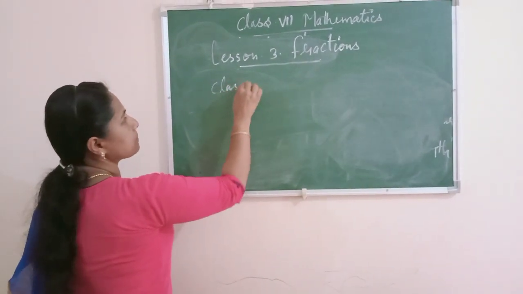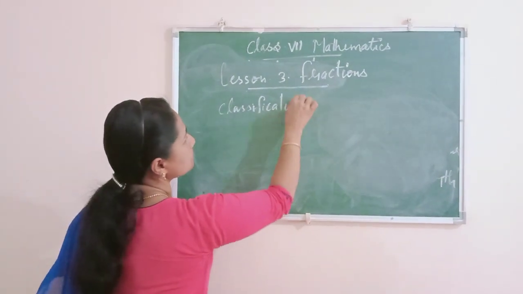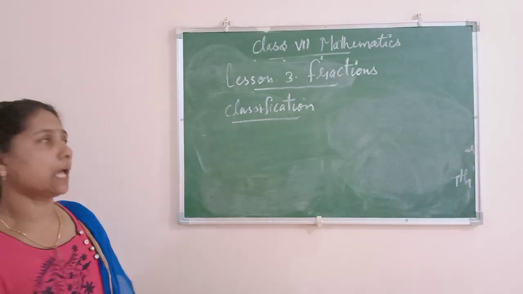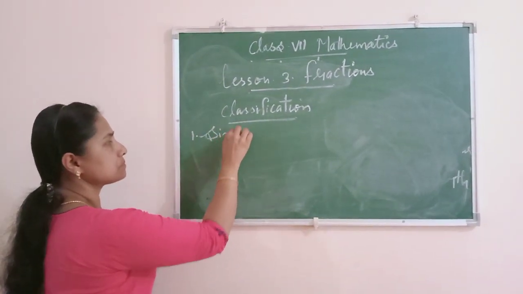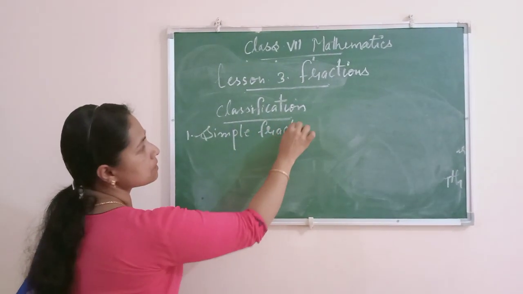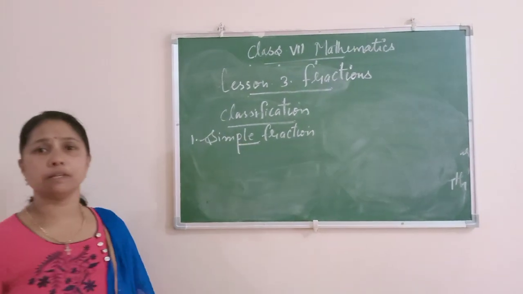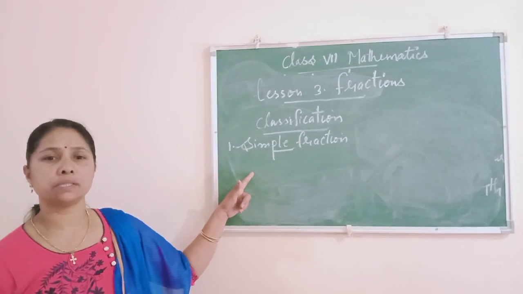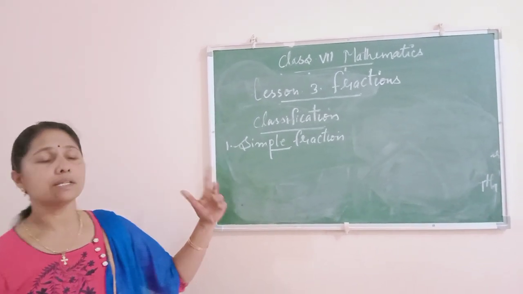Classification of fraction. The first type of fraction is simple fraction. Simple fraction means if in a fraction the numerator and the denominator are integers, that type of fraction is called a simple fraction.